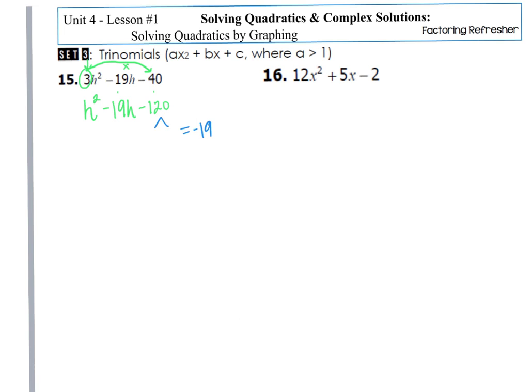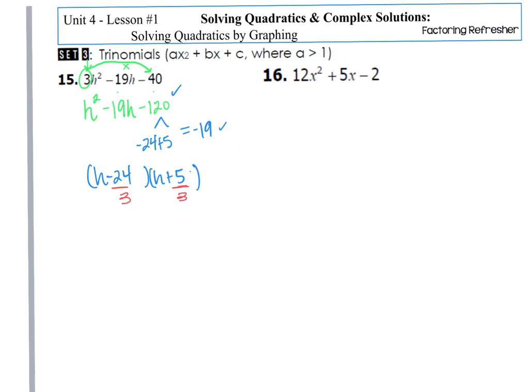But those two numbers are going to be negative 24 and a positive 5, that multiply to negative 120, and then you add to negative 19. So we're going to write it in parentheses as h minus 24 and h plus 5. So that was the slide and the multiply. Now we have to divide by the number we slid. We're dividing each of these two numbers by 3.